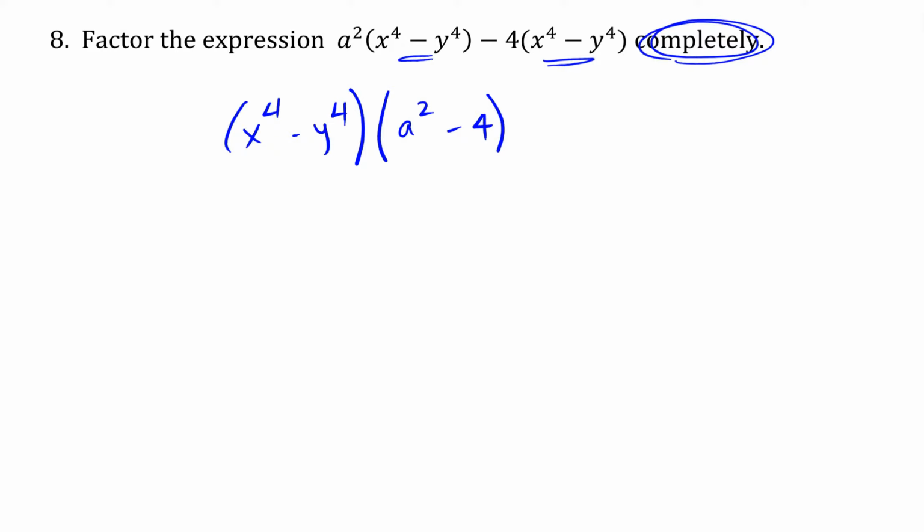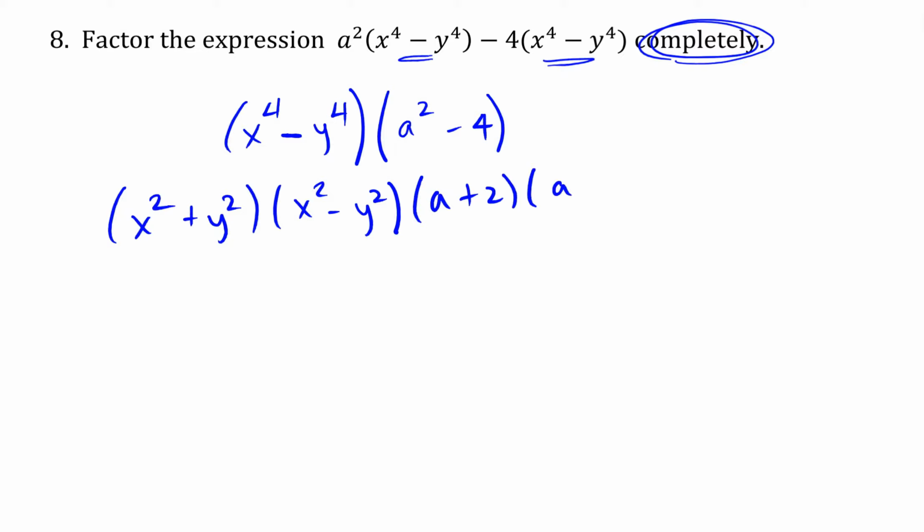So x to the 4th minus y to the 4th, well, we have subtraction, and we have two perfect squares, so I can use difference of two squares here. So I'm going to do x squared plus y squared, and I'm going to do x squared minus y squared. Same thing with the second term. I have a squared minus 4. Well, that's also difference of two squares, a plus 2, a minus 2. I'm hoping that one was a little bit easier to see.